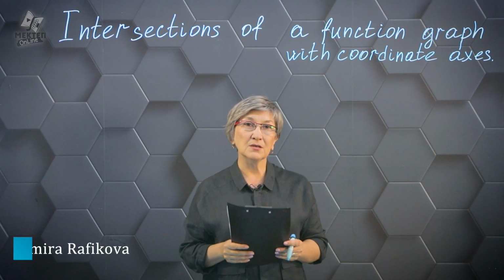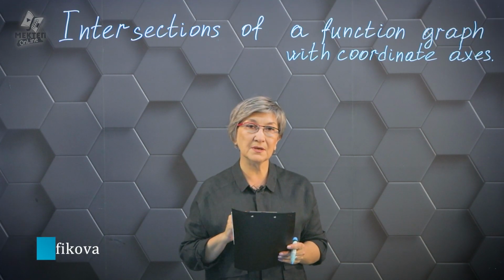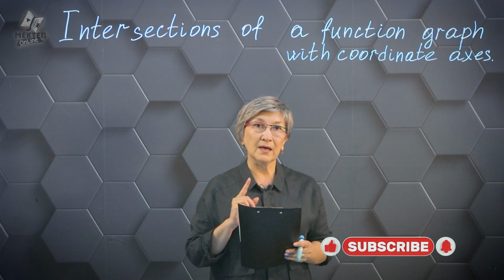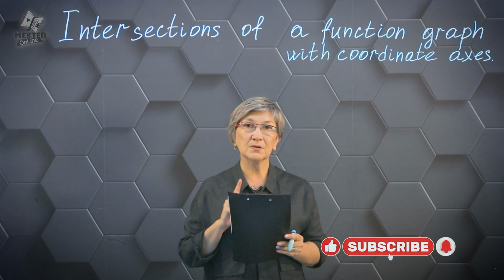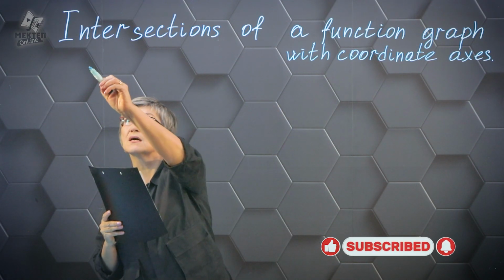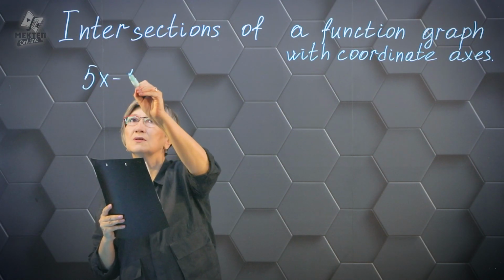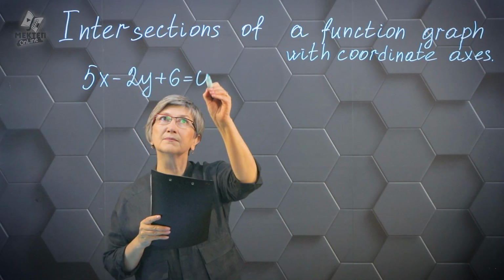Today in class we will find the point where the graph of the function intersects the coordinate axis. To do this, we need to recall the rule. Let's write down the equation of the line. It looks like this: 5x minus 2y plus 6 equals 0.